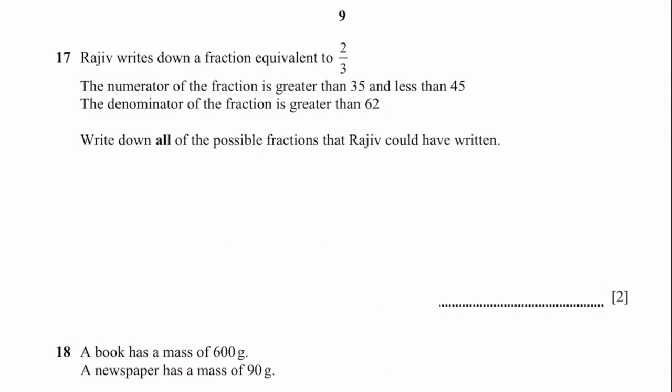Question 17. Rajiv writes down a fraction equivalent to 2 by 3. The numerator is greater than 35 and less than 45. The denominator is greater than 62.